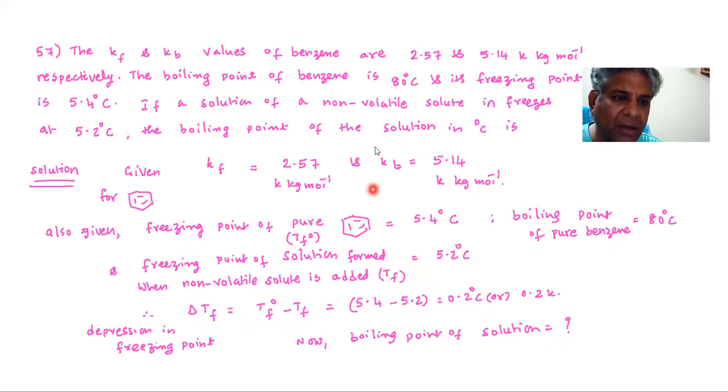Now what you need to find out is the boiling point of the solution in degrees centigrade. See, there is a depression in the freezing point and an elevation in the boiling point. So you have to calculate the boiling point of the solution, because the boiling point of pure benzene is given. Now let's substitute everything.